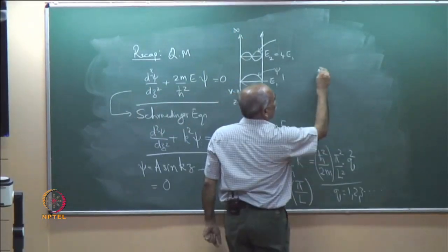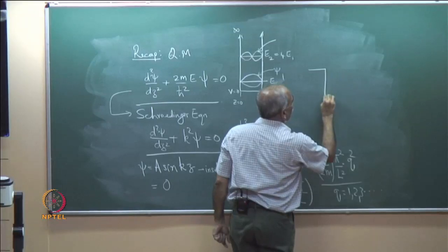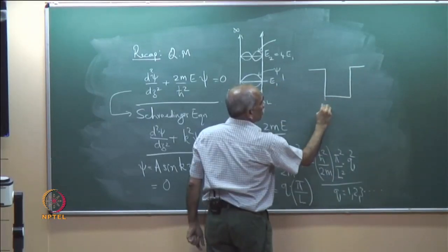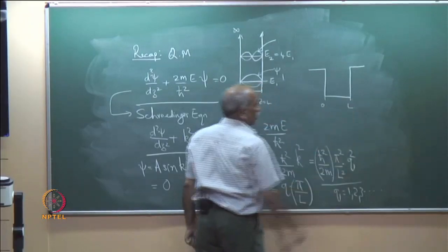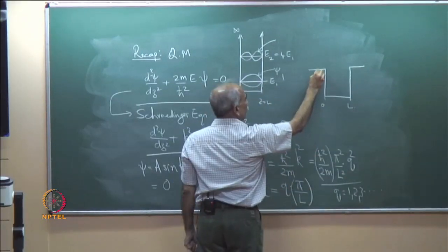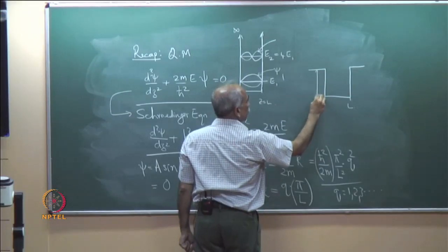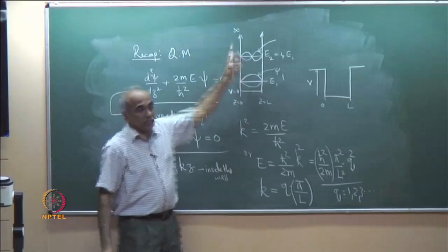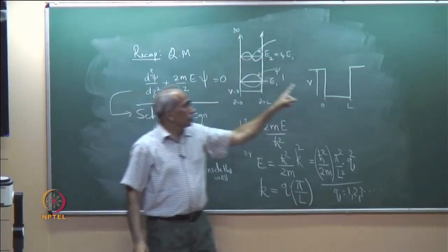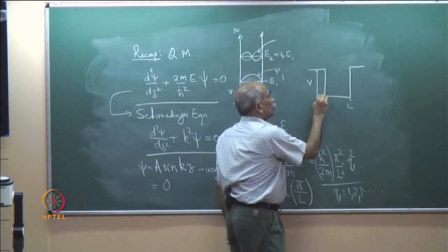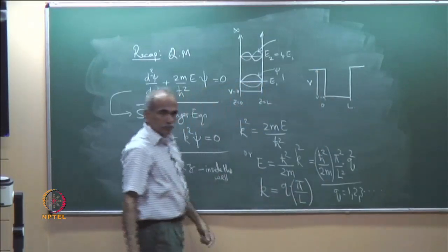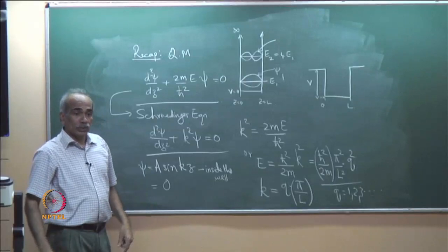So, if we next go to the problem of a finite potential well, same 0, same L, but now this is not infinite, but this height is V. Always the vertical axis is energy. So, this is now V. So, this is V equal to 0 and this is V equal to V. What kind of solutions will we get?